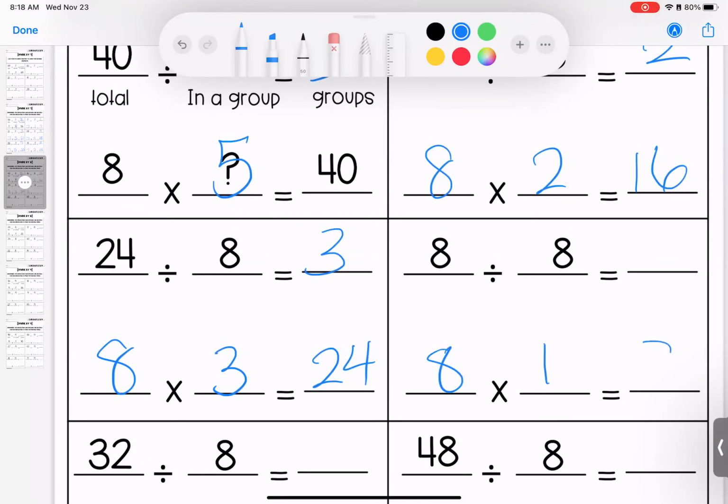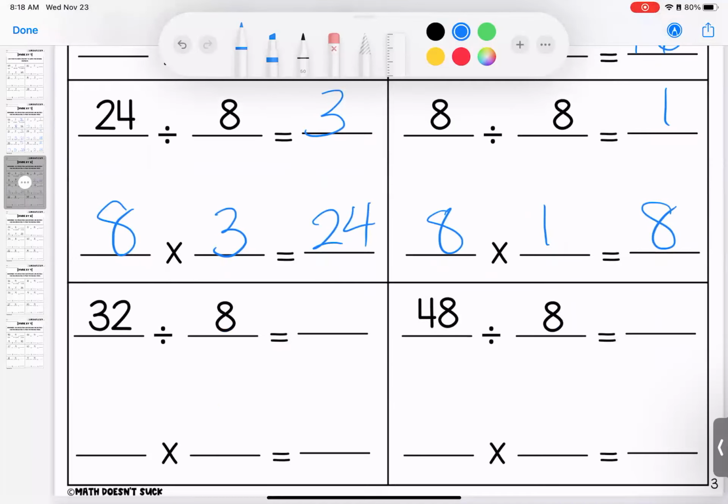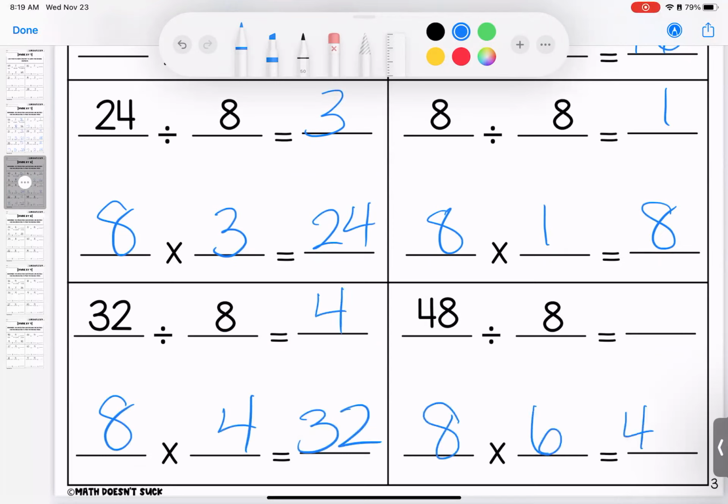8 times 1 is 8 because 8 divided by 8 is 1. 8 times 4 is 32 because 32 divided by 8 is 4. And 8 times 6 is 48 because 48 divided by 8 is 6.